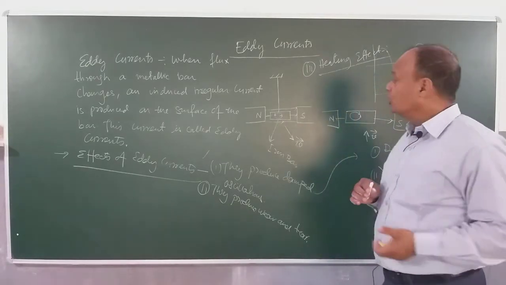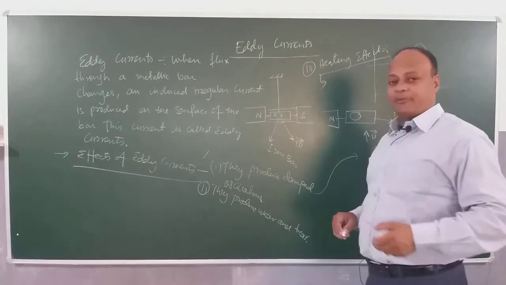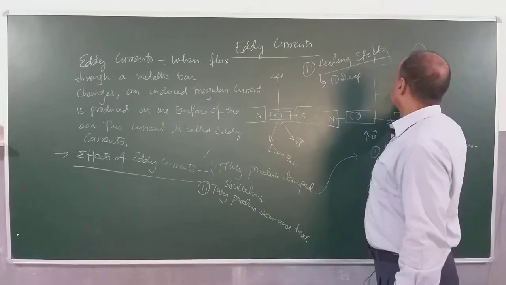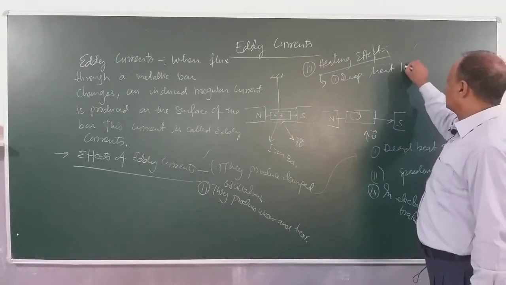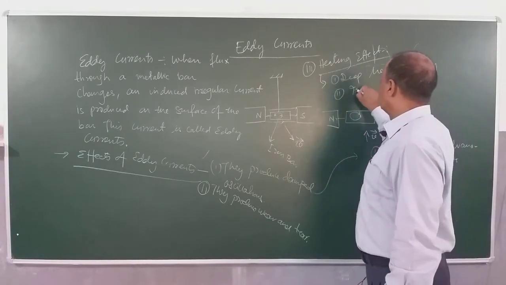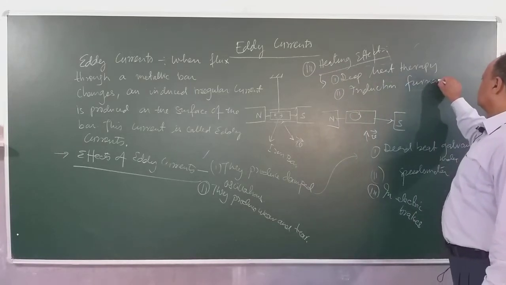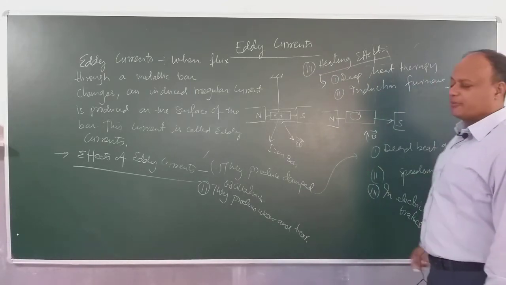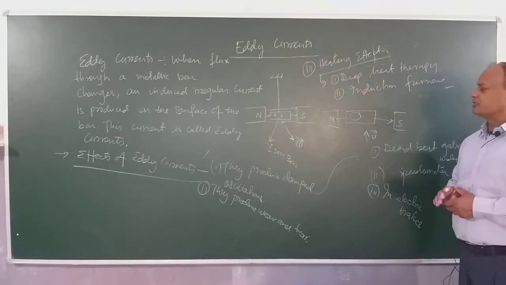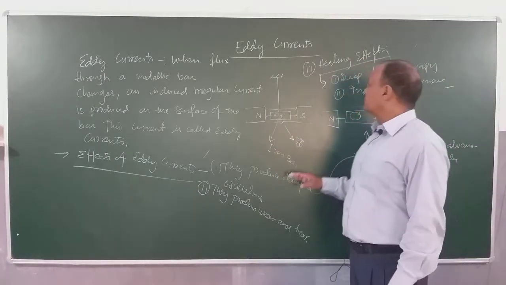Okay. Now we have applications also, like eddy currents are being used in deep heat therapy. Then you have induction furnace. So there are all kinds of applications also of this property. Deep heat therapy we have, induction furnace we have. So these are major effects. They produce wear and tear, they produce damped oscillations, and they produce heating effect.